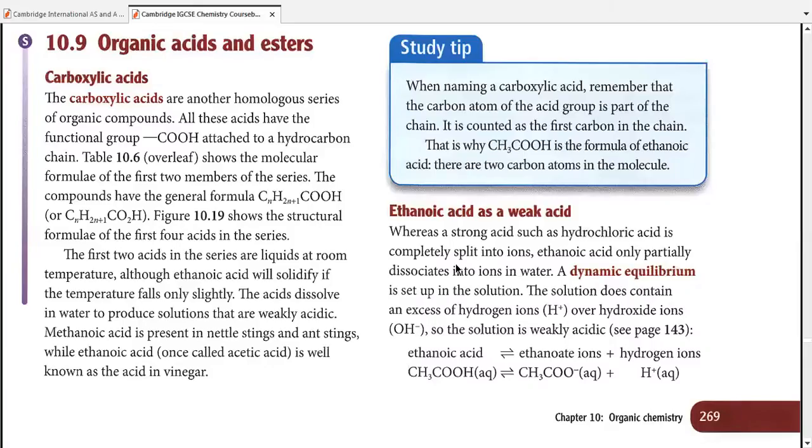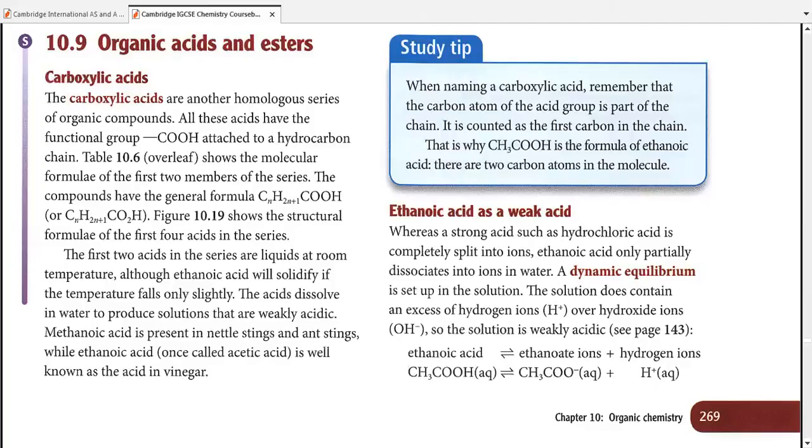Yeah, now it has started. So let's start with carboxylic acids. Although this topic in combination with esters completes the chapter, we're going to do them separately. Starting with carboxylic acid, ये एक और homologous series है. As the name suggests, they're all acids.